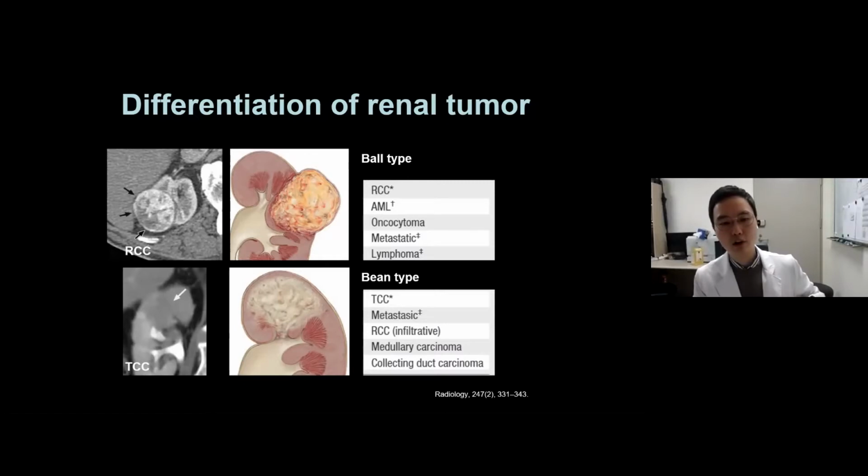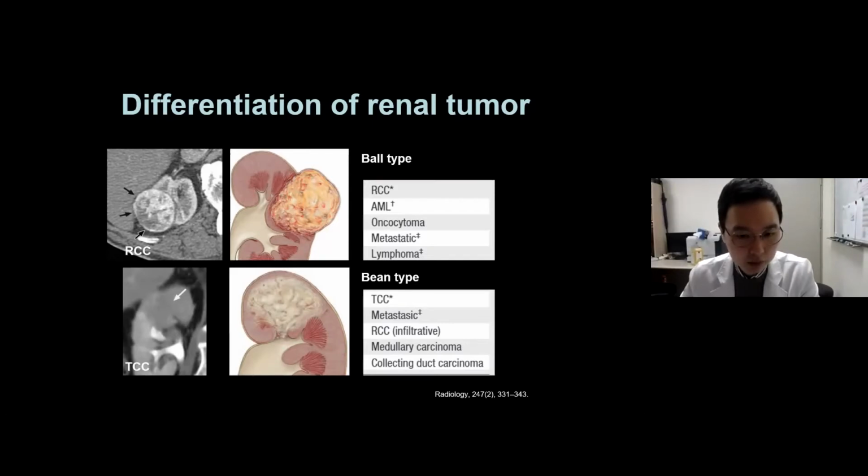However, before that, there is also a morphological type that we can use for the differentiation of the tumors. There are two types actually. One is the ball type and one is the bean type. Ball type lesions are more common than the bean types, and they present as expansile masses deforming the contour of the renal cortex. Usually renal cell carcinomas are the ball type, and AML and oncocytomas are also common ball type lesions.